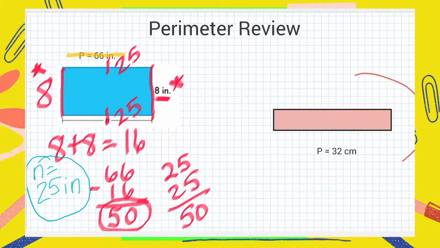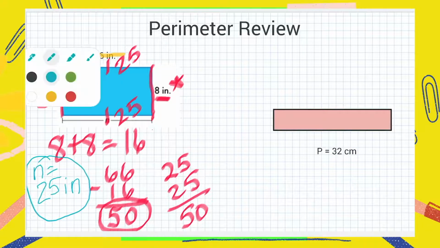All right, now let's take a look at the second rectangle. This rectangle has a slightly different shape. It gives us a perimeter of 32 centimeters. So that means that the total distance around this rectangle is 32 centimeters.